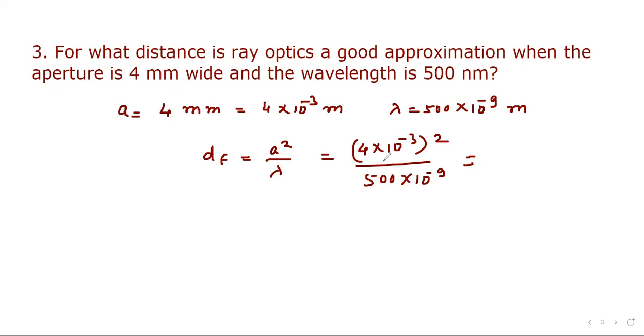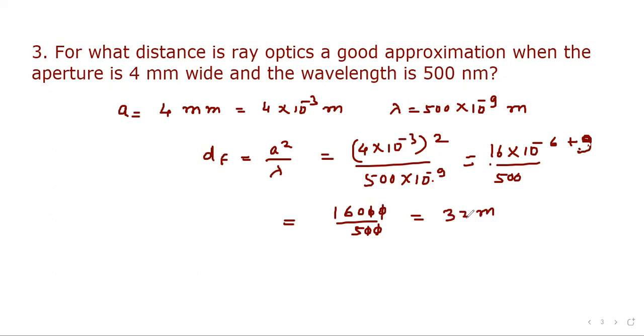so it will come out to be, we can just check it. So this is 16 into 10 to the power minus 6, and from here, this will become plus 9. And this is 500. So let's simplify it further. So clearly, 16 followed by 000, so 16,000 divided by 500. So it will be 32 meter.